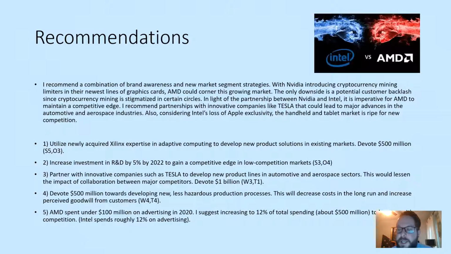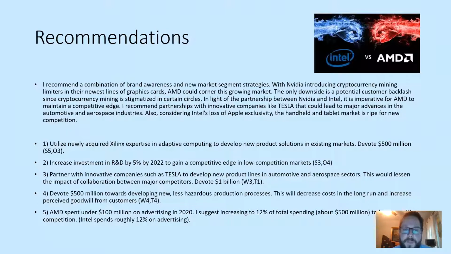So with a huge uptick in cryptocurrency mining, NVIDIA has backed out of using their graphics processors to target this specific market, leaving what I see to be a very large hole, a very large niche that AMD could come in and fill. The only potential downside is the perception that cryptocurrency mining is maybe a little bit shady. So there certainly is a reason that NVIDIA has backed away from doing this.